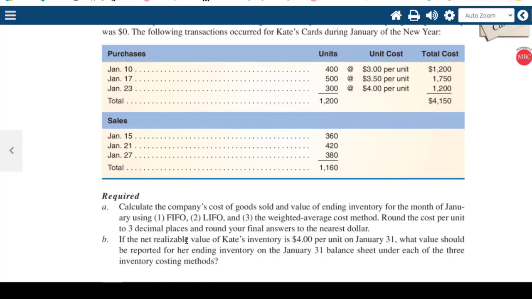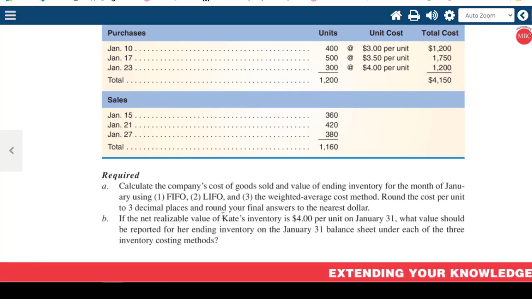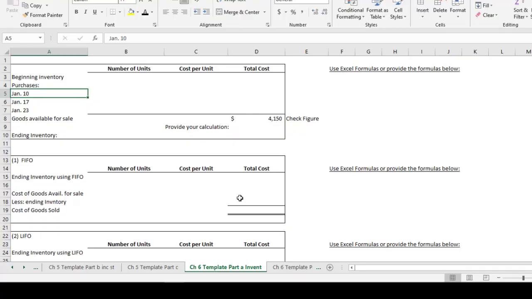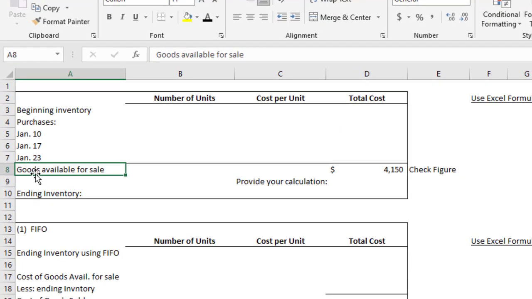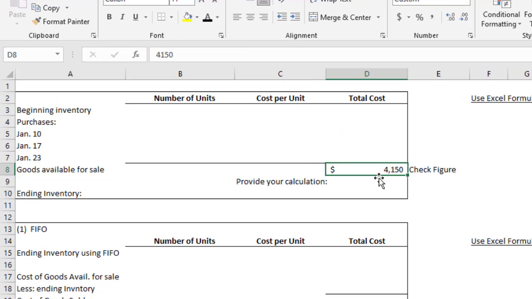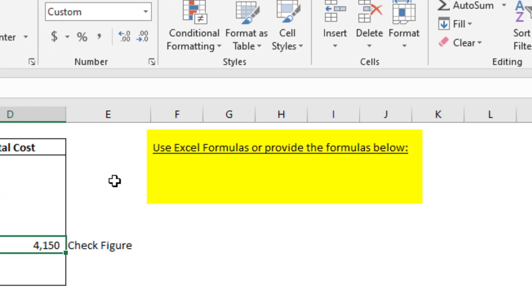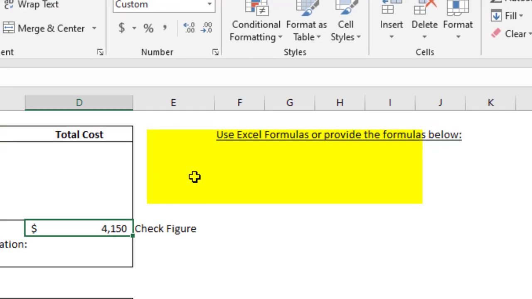And then you want to answer a question about what they call net realizable value, or NRV, which is another way of saying it, and how that would have impacted the situation. So the first part is to calculate the cost of goods available for sale, and I put a check figure there for you, but you need to put the formulas. Again, to get credit, you need to put the formulas. Since answers and solutions are easy to find sometimes, we want to put the calculation so you can show that you know how to do it.